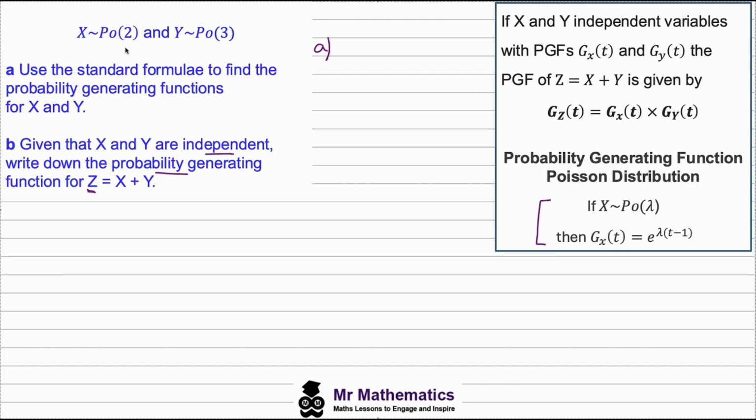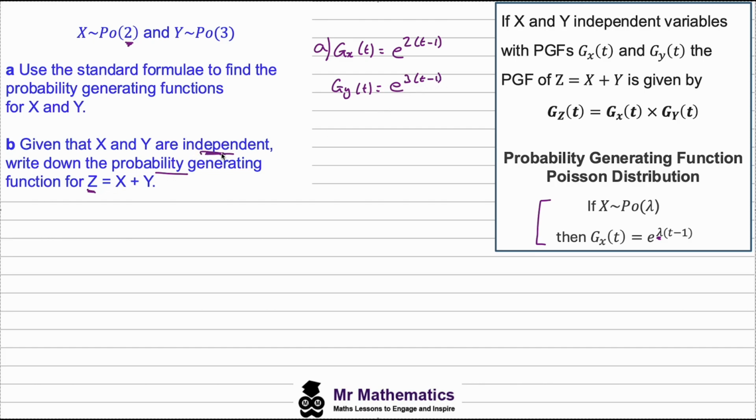Okay, so welcome back if you had a go. So for part A, we're told that lambda is 2, so we can substitute that into our generating function for a Poisson model. So we'll have the generating function of x in terms of t will be e to the 2 times t minus 1. And then the generating function for y will be e to the 3 times t minus 1. Okay?